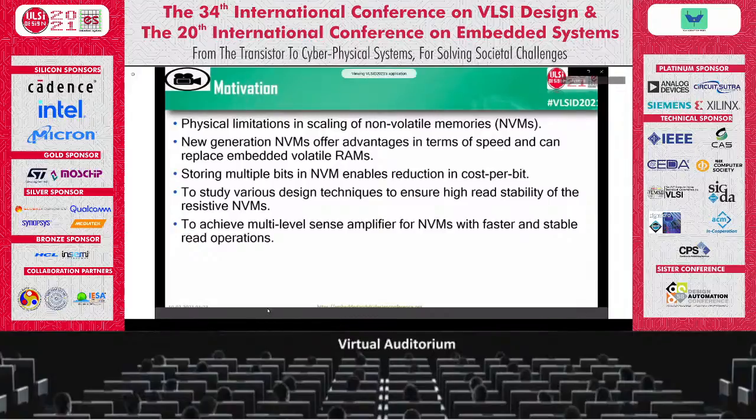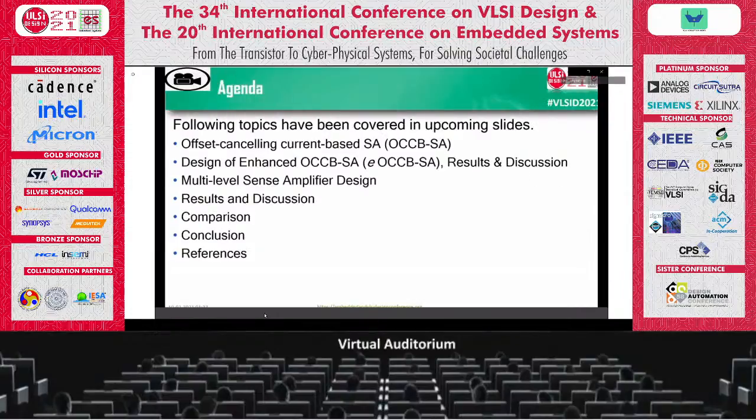Therefore, we study various essential sense amplifier design techniques such as offset voltage cancellation, double sensing margin, strong positive feedback, etc. to achieve a parallel sensing multi-level sense amplifier for resistive non-volatile memories with faster and stable read operations. First, I will cover basics of the offset cancelling current-based sense amplifier, then design of the enhanced OCCP SA. Thereafter, multi-level sense amplifier design for resistive non-volatile memories, followed by comparison and conclusion.